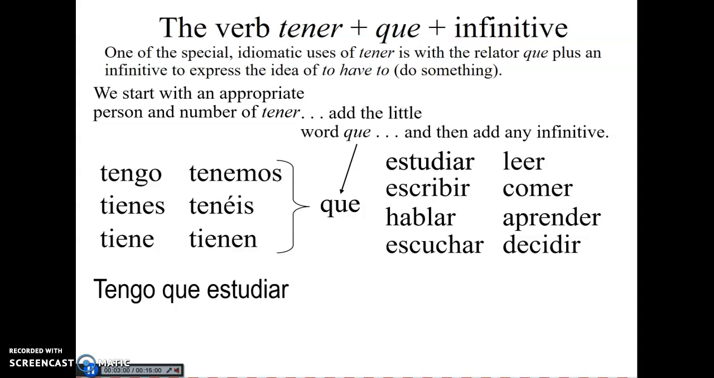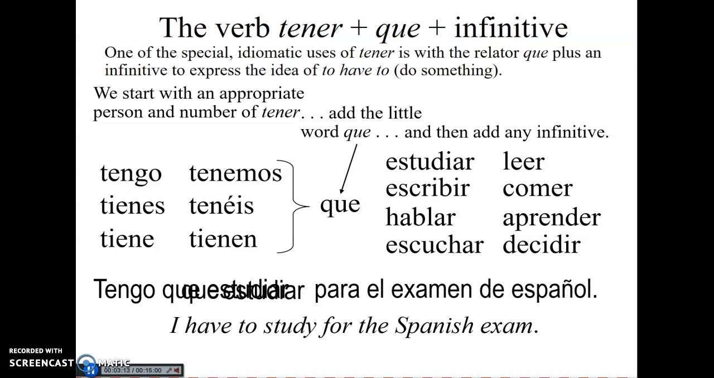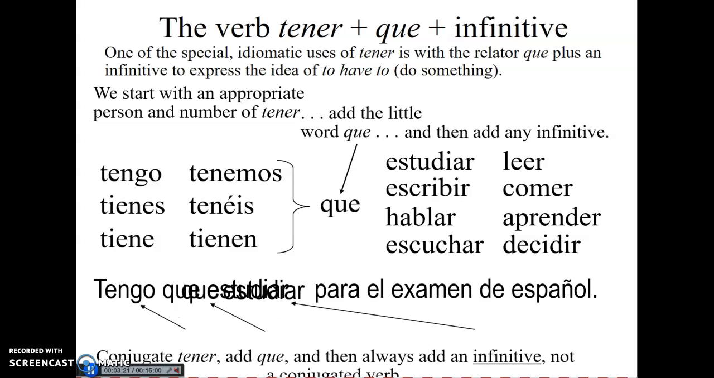So, por ejemplo, I use tengo plus que and I use this verbo estudiar. Tengo que estudiar para el examen de español. I have to study for the Spanish exam. And I know I have it kind of double here, I just brought them over twice. But that's tengo plus que plus estudiar para el examen.